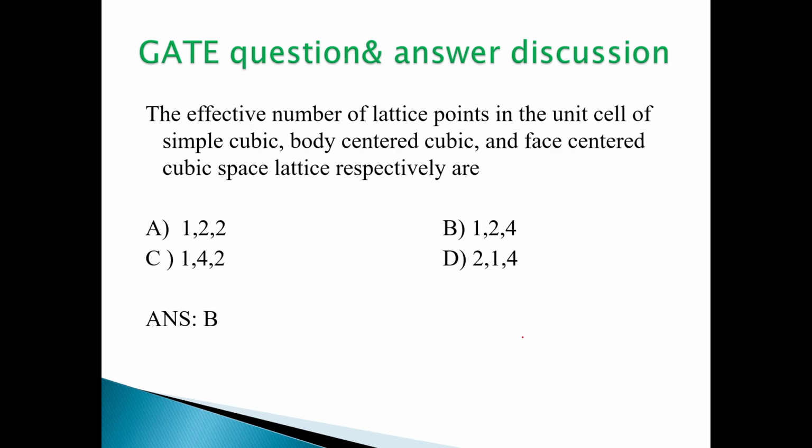The effective number of lattice points in the unit cell of simple cube, body-centered cube, and face-centered cubic space lattice respectively is 1, 1, 2, 4. This is the answer. For the unit cell, simple cubic is 1, body-centered cubic is 2, and face-centered cubic is 4.